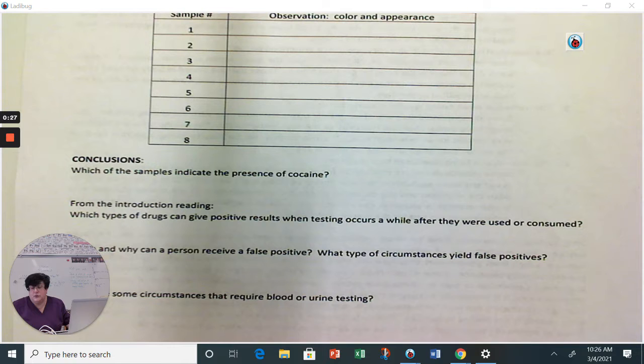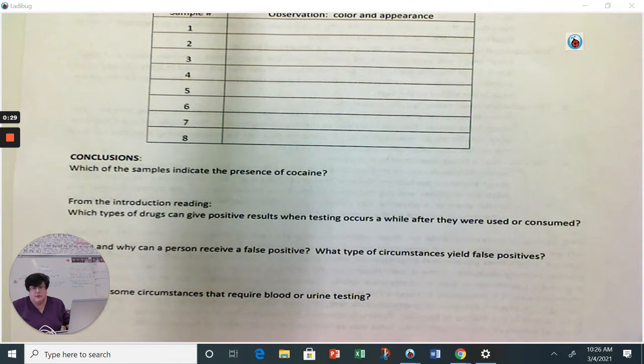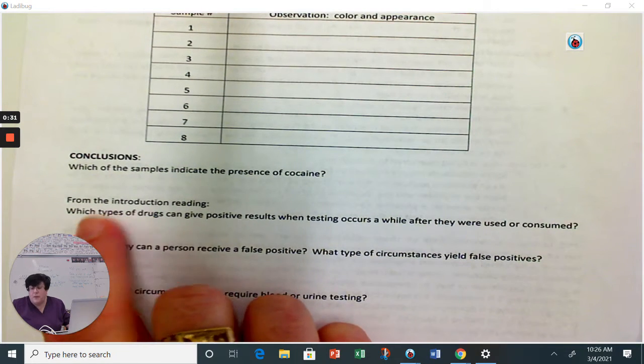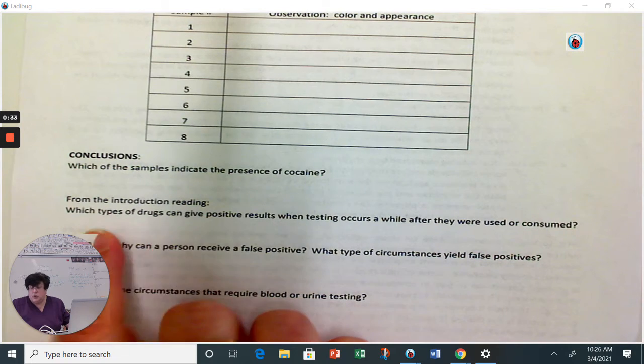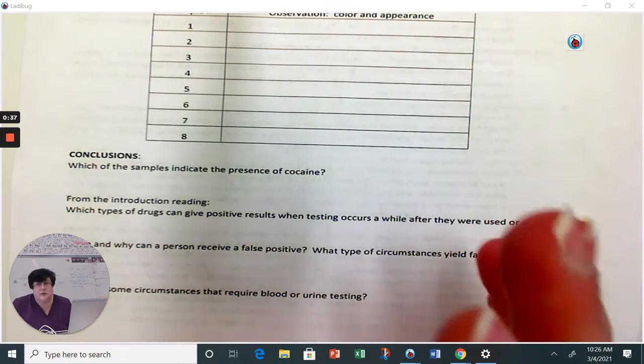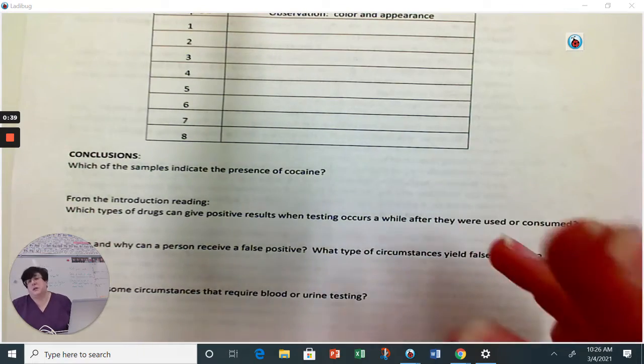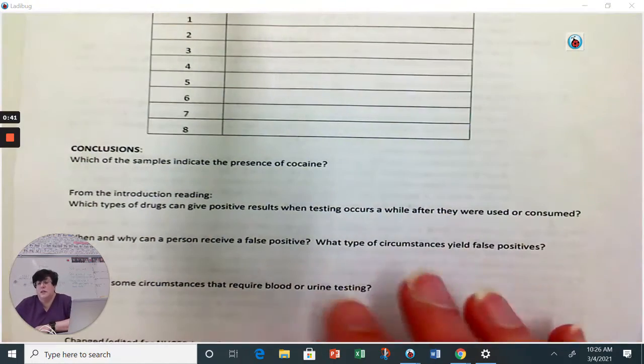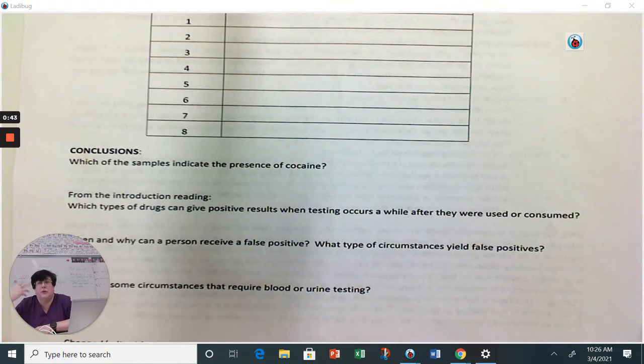So when you get down to the questions for this lab, where it says, from the introduction reading, some of them you're going to have to piece parts together. You're going to have to sit there and say, okay, it says this in the reading, so what would the answer be? It's not going to be a clear statement. You have to start thinking analytically like a forensic scientist and say, all right, how would this translate into an answer for the question?